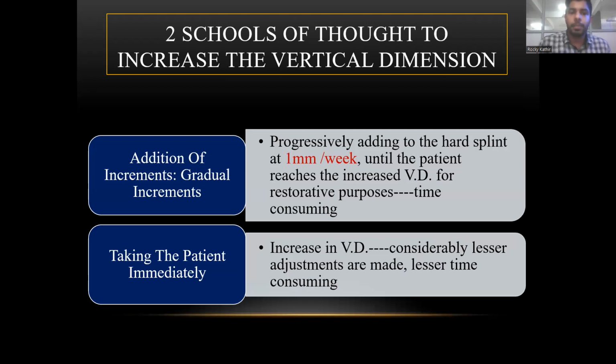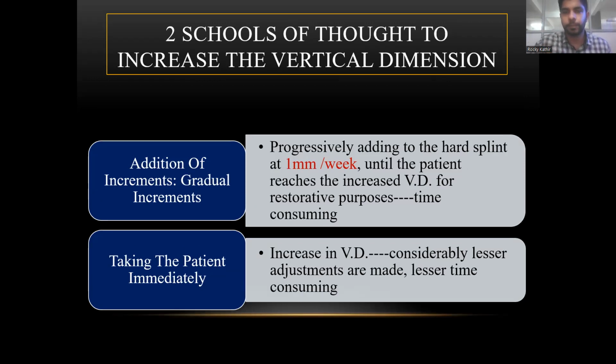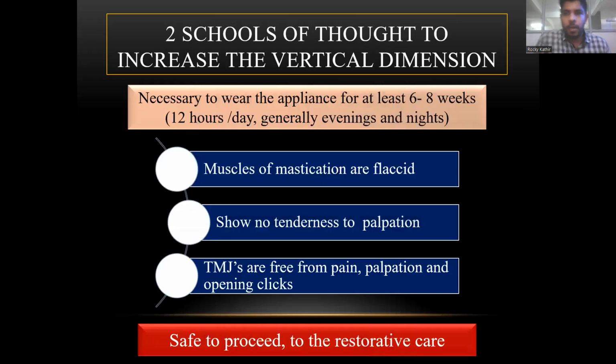In the second school of thought, the patient is taken to the desired vertical dimension immediately. This approach is less time consuming and considerably fewer adjustments are made. For any of the procedures, it is necessary to wear the appliance for at least 6 to 8 weeks, and the splint can be removed once the muscles of mastication are relaxed and when there is no tenderness to palpation. When the TMJs are free from pain, palpation, and reflex, then it is safe to proceed to the restorative care.